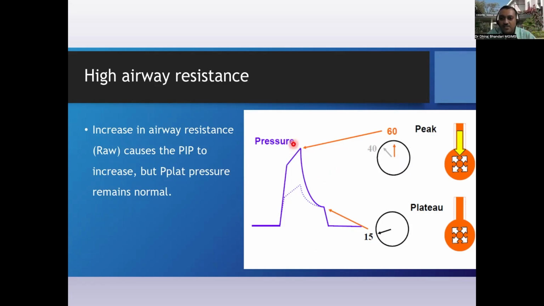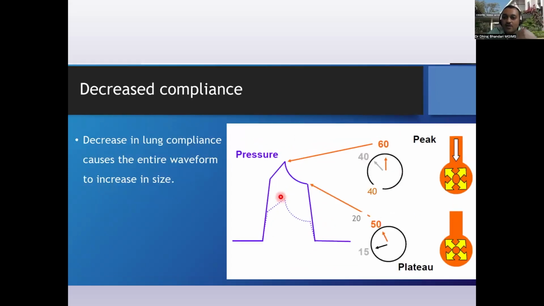So the peak pressure has gone up, but the plateau pressure has remained normal. Probably it is because of the airway resistance. Now look at this another graph. Again the dotted line is showing a normal graph, and now if you look at the peak pressure graph, the peak pressure will go up, but the plateau pressure also has changed from a baseline of say around 15 to 40.